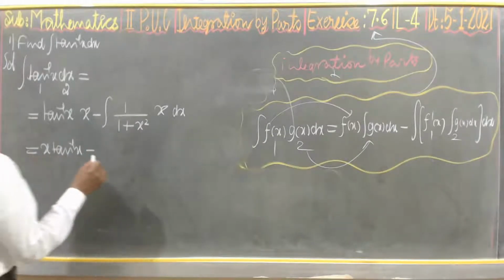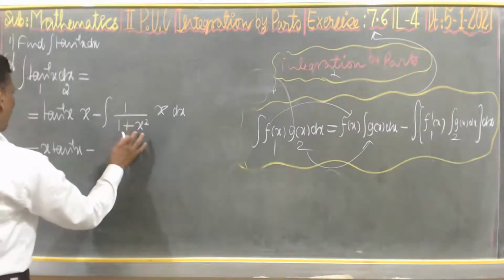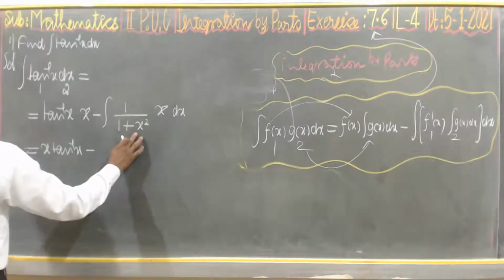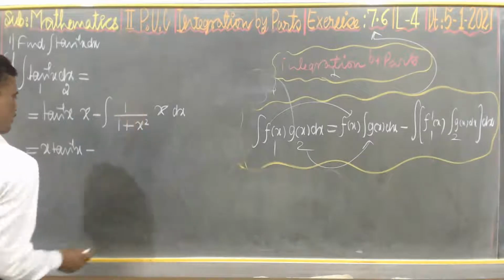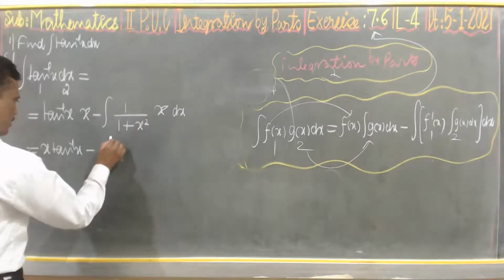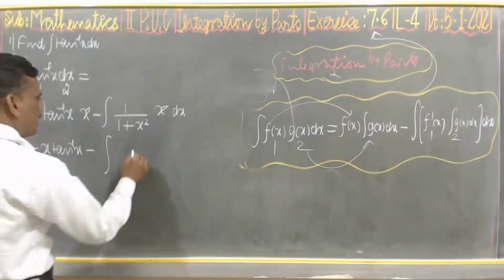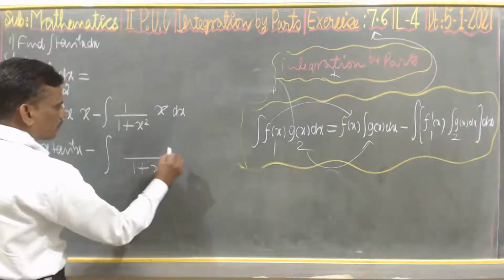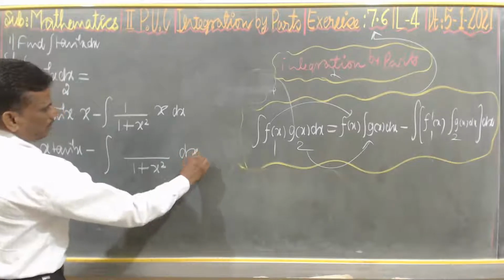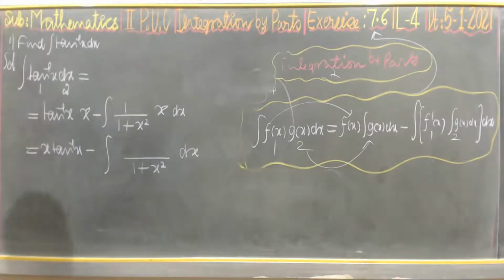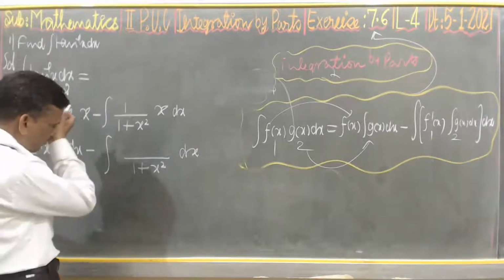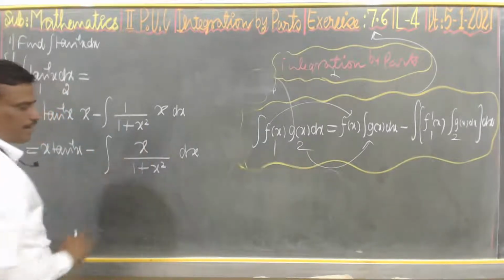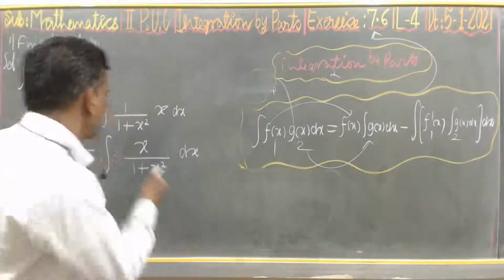x divided by 1 plus x square. This much we have written. Here I am going to write this quantity as it is, and 1 plus x square as it is, and dx also as it is. Now in the denominator 1 plus x square is there, and in the numerator I am rewriting x.